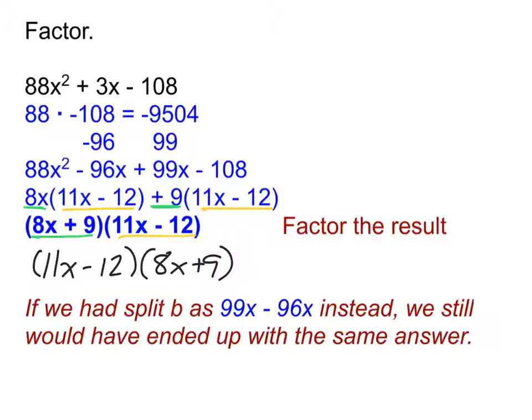Now, one last thing on this. Notice I say down here, if you had split up this line differently, so if you'd done 99x minus 96x instead of that minus 96 plus 99, we would end up with the same answer. What would be different? And no, you don't need to know this strictly speaking, but you might be curious. If I flipped these around and done the order backwards, inside the parentheses actually would have been the 8x plus 9, and then the numbers outside would have been the 11x and the 12. That's the only difference it would make, so that's why we'd still end up with the same answer.